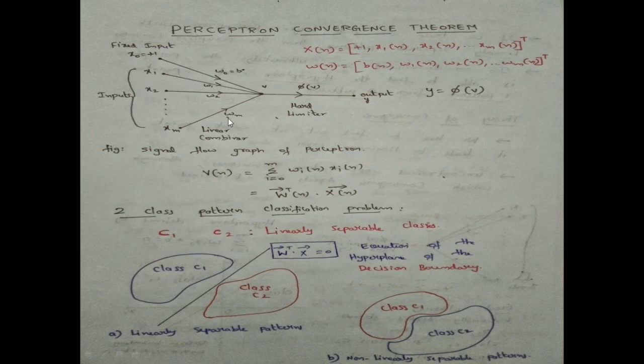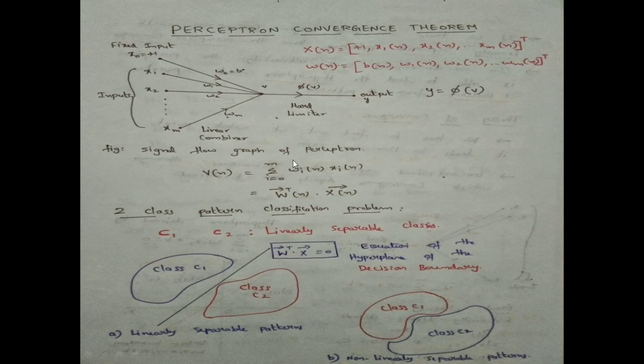to wm, and we also have a fixed input given by x0 equal to 1, and the corresponding weight is given by the bias. So the input vector can now be given as x of n equal to plus 1, which is a fixed input, and then x1 of n, x2 of n, and so on up to xm of n, whole transpose. And w of n is given by the first weight, the bias, which is the weight for this fixed input, and then w1 of n for x1 of n, and w2 of n for x2 of n, and so on up to wm of n for xm of n, whole transpose.